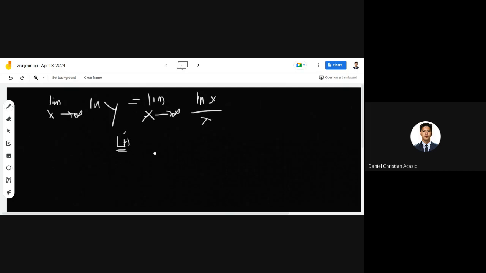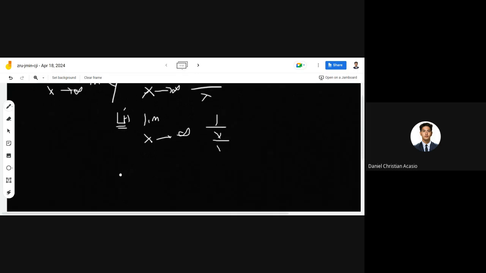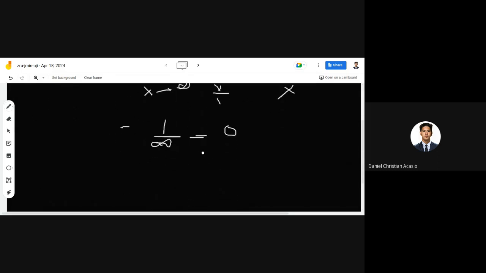So the limit as x approaches infinity of 1 over x over 1 is equal to 1 over x. Substituting x with infinity, that would be 1 over infinity, which is just 0. Is this the final answer?